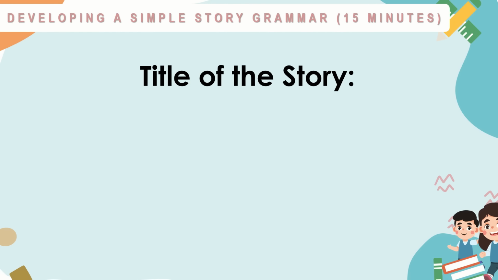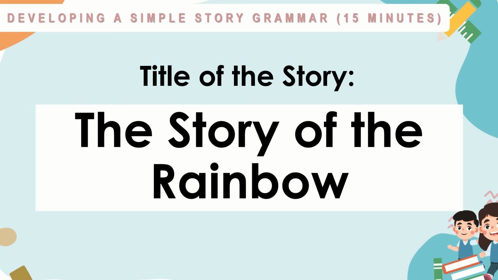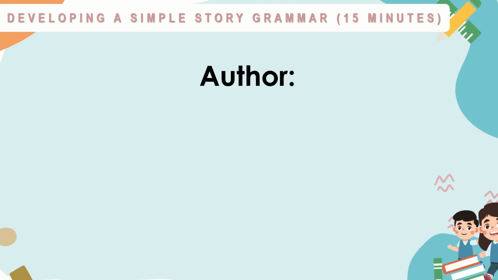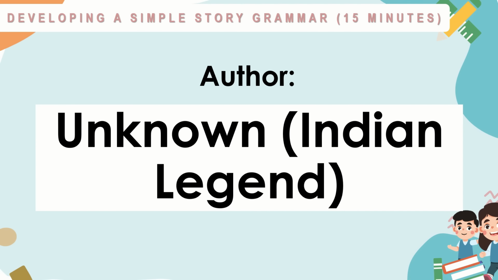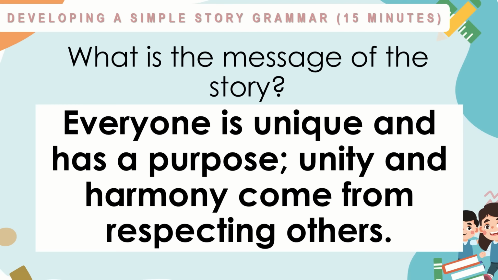Let us now answer. For the title of the story, we have The Story of the Rainbow. For the author, it is unknown. It is also an Indian legend. What is the message of the story? You're right. Everyone is unique and has a purpose. Unity and harmony come from respecting others.